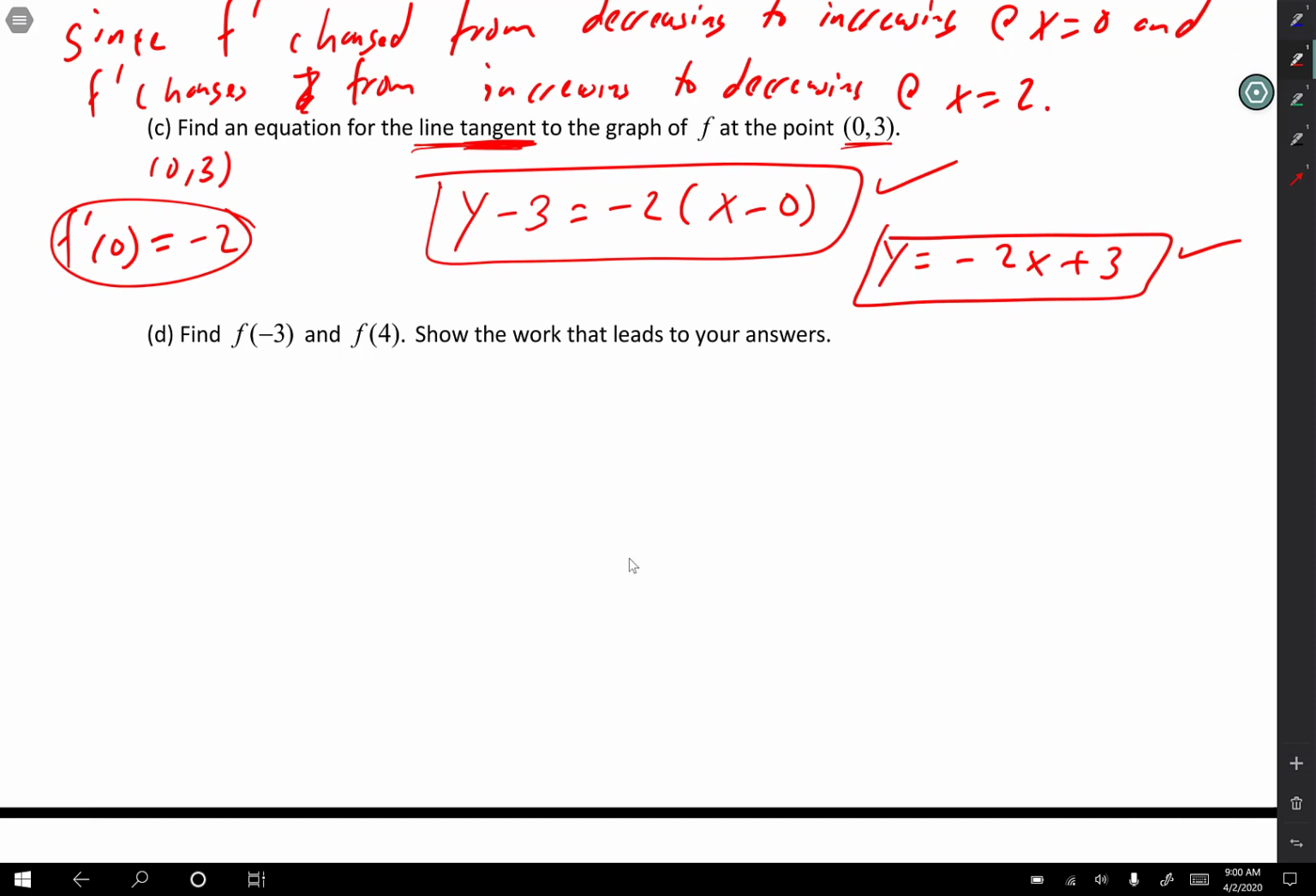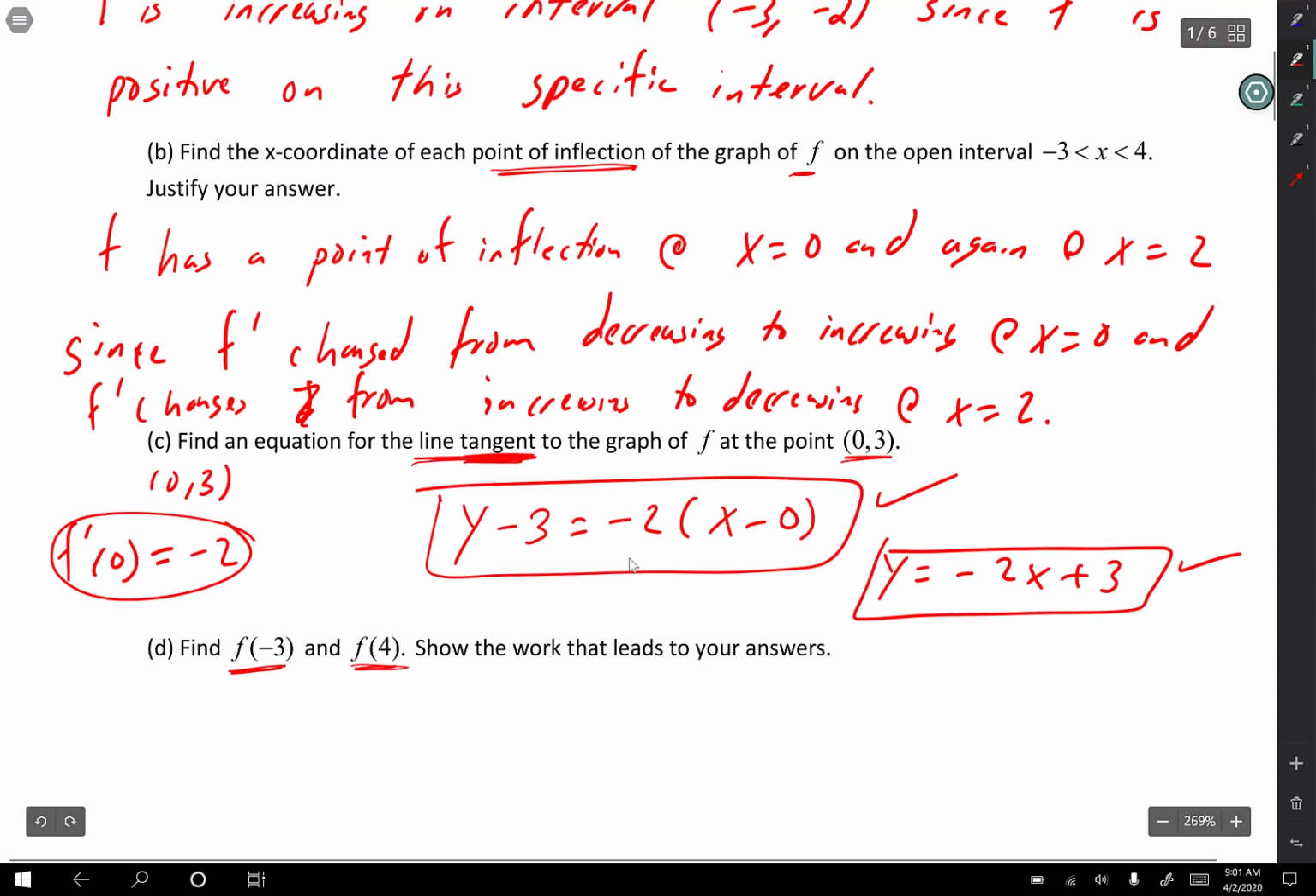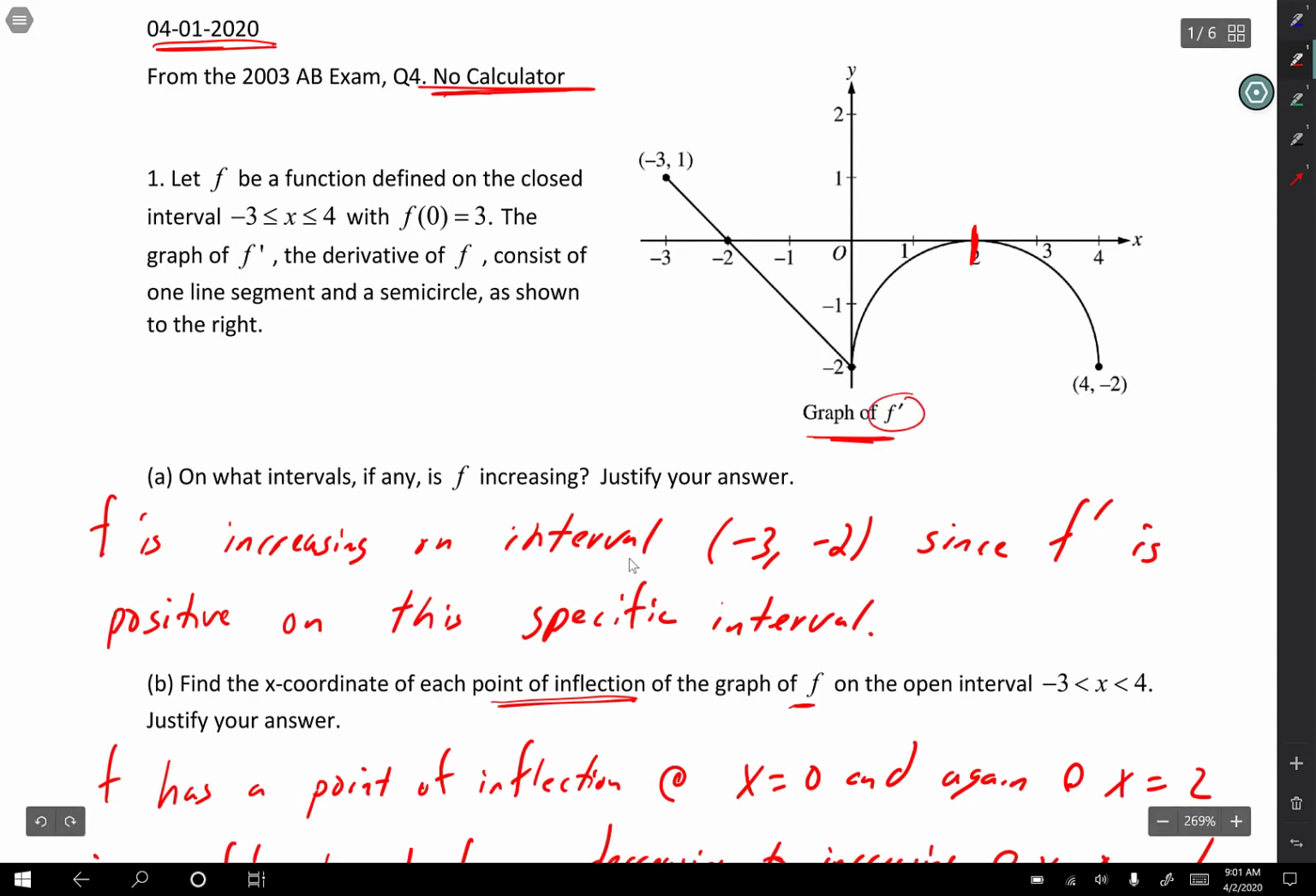Okay, here's the secret to these. Well, it's not a secret, but here's how I do them. I'd like to think of this as position, guys. Find my position at -3, find my position at 4. And I like to think of f prime as velocity.